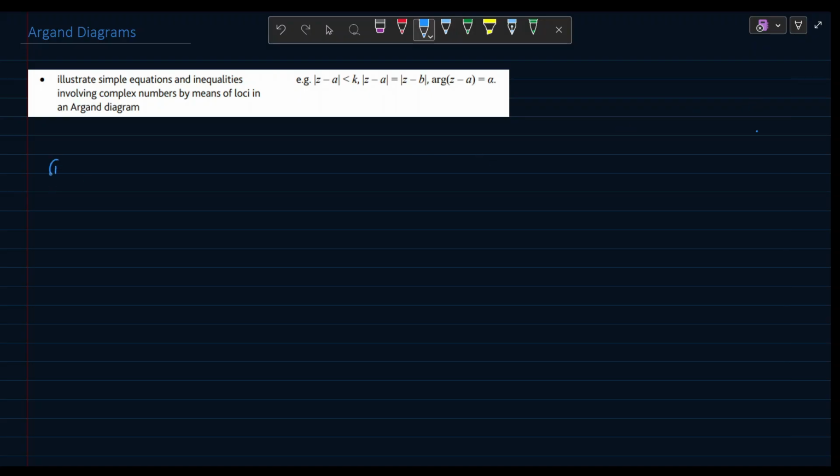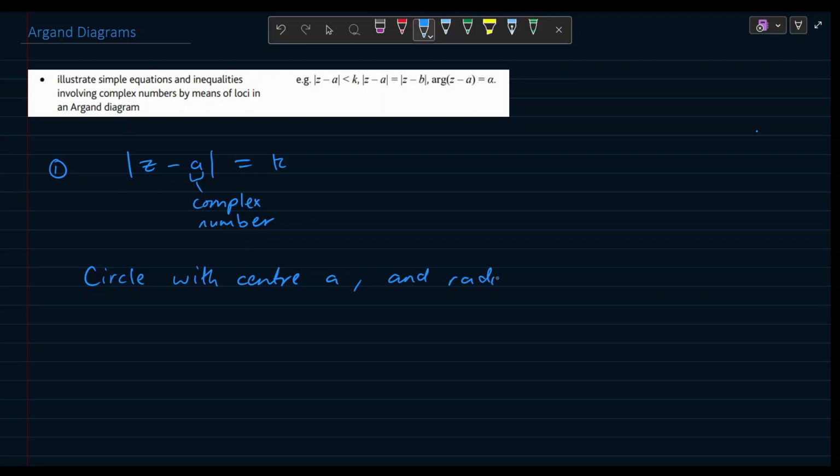So the first equation that they can give you is an equation of the form modulus of z minus a is equal to k, where a is a complex number. This will be a circle with center a and radius k. Let's look at an example.